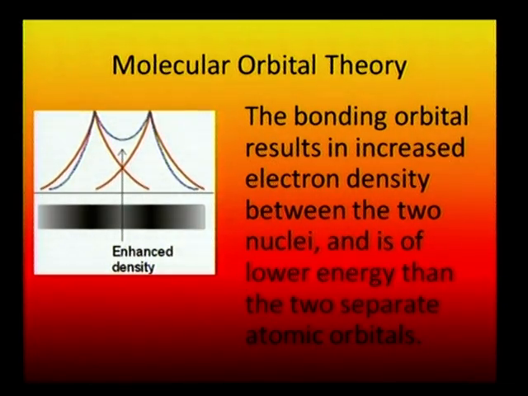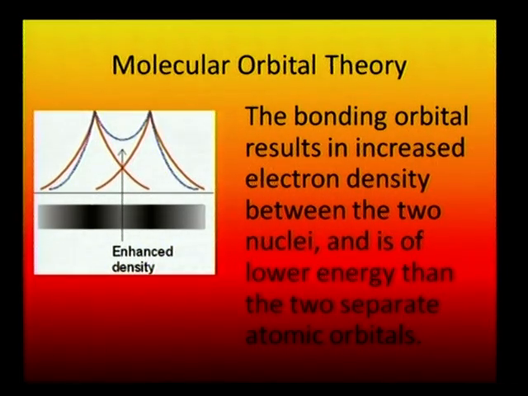Bonding molecular orbital results in increased electron density between the two nuclei and is of lower energy than the two separate atomic orbitals. Here, two electrons are combining with same signs in the same phase and result in increased electron density between the two nuclei, and this is called bonding molecular orbital. This bonding molecular orbital has lower energy, so it has greater stability, because energy is inversely proportional to stability.